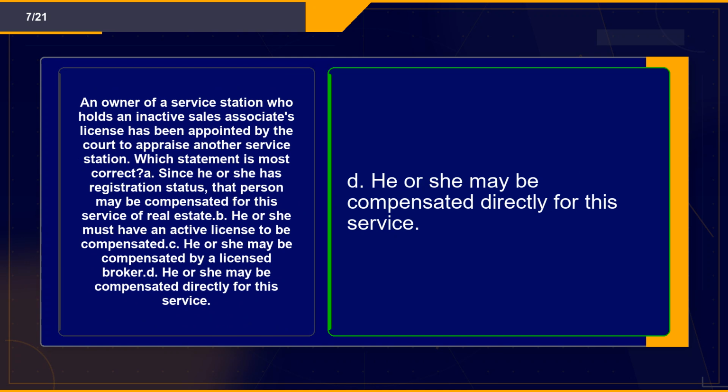Flashcard 7. Term. An owner of a service station who holds an inactive sales associate's license has been appointed by the court to appraise another service station. Which statement is most correct? A. Since he or she has registration status, that person may be compensated for the service of real estate. B. He or she must have an active license to be compensated. C. He or she may be compensated by a licensed broker. D. He or she may be compensated directly for this service. Definition. D. He or she may be compensated directly for this service.